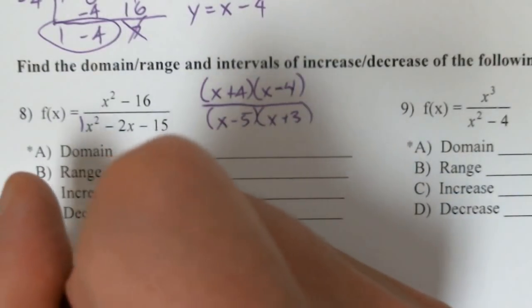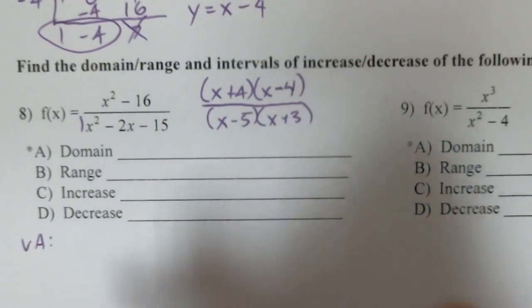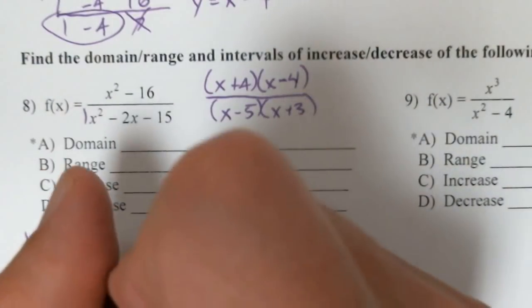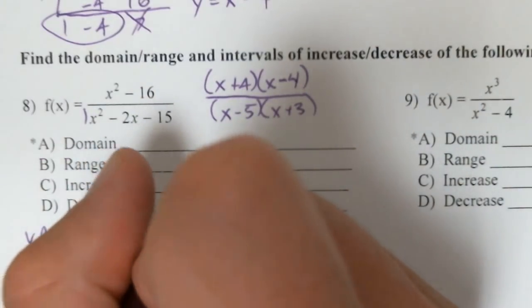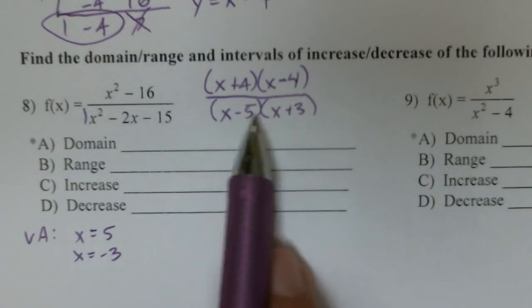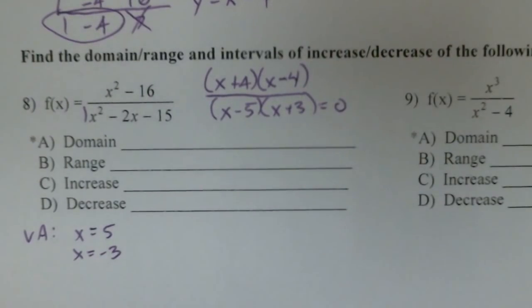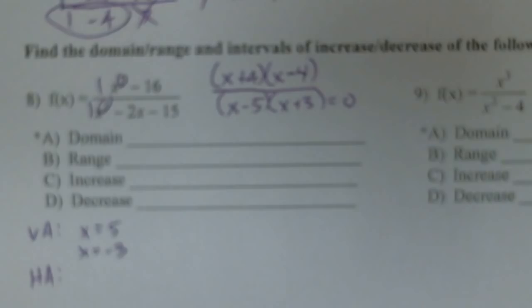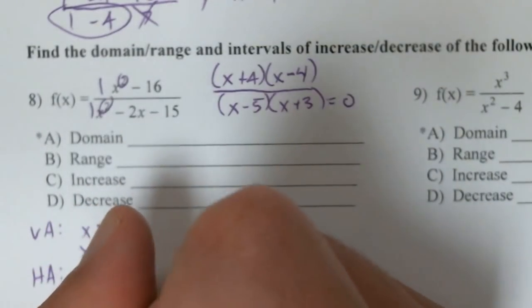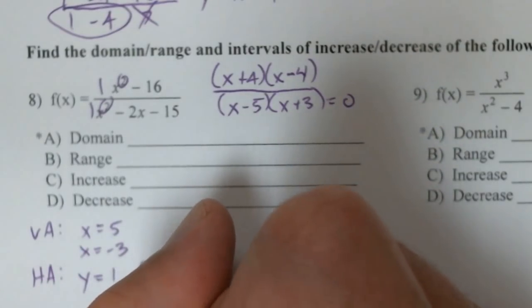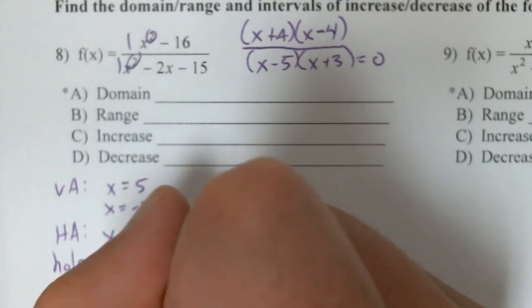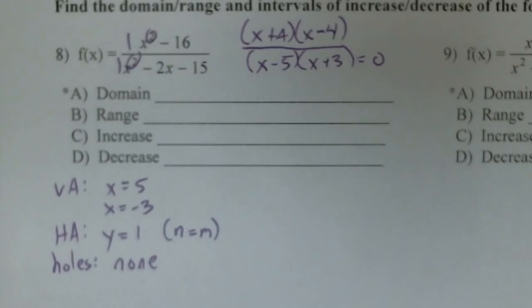Okay, so let's continue with what we were doing in class with laying all of these out. My vertical asymptotes are where the denominator is 0, so that's going to be x equals 5 and x equals negative 3. I'm just flipping those signs because I'm setting this equal to 0. The horizontal asymptote: top heavy, bottom heavy, they match, so that's just a 1 over 1. So that's going to be y equals 1, n equals m. Holes, do I have any holes? Nothing cancels, so I have no holes. Now that I have the asymptotes, I can go find these four things.